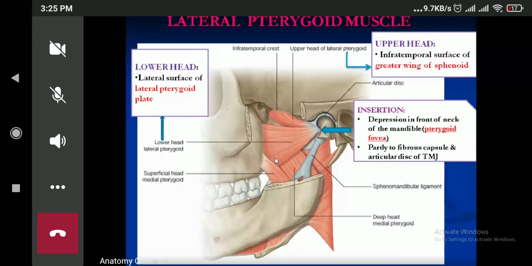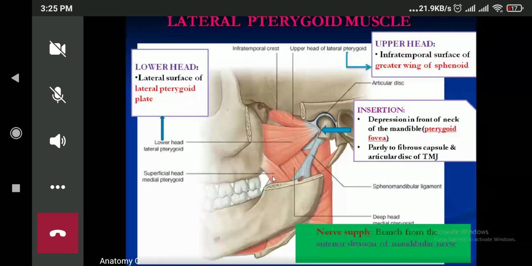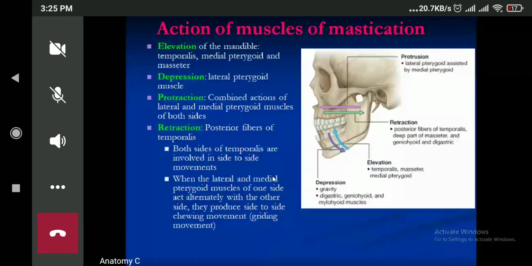The nerve supply is from the anterior division of the mandibular nerve. We have the pterygoid nerve, right? Lateral pterygoid nerve. Now, all the actions of the muscles of mastication.